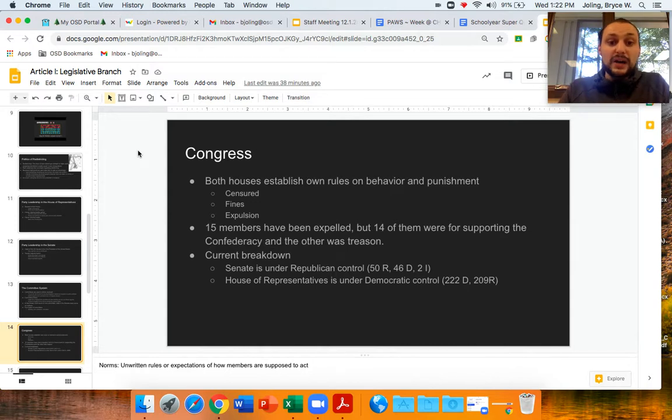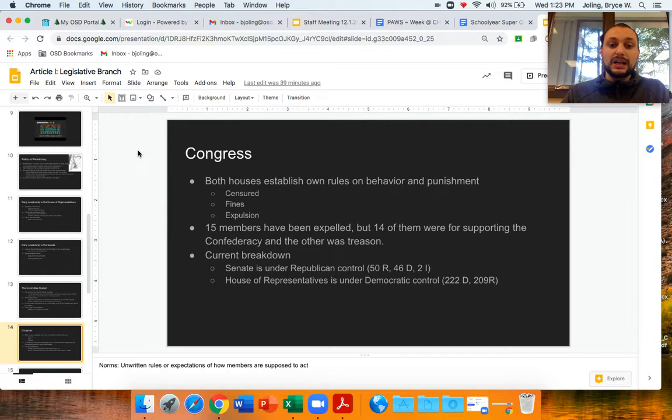Both houses establish their own rules on behavior and punishments. Some punishments can be censure, which basically means you take away somebody's ability to speak. You can be fined, and you can even be expelled. Fifteen members have been expelled, but 14 of them were for supporting the Confederacy, and the other one was for treason. So nobody's been expelled since right around the Civil War. We have had senators or representatives censured, but we haven't had somebody expelled in a really long time.